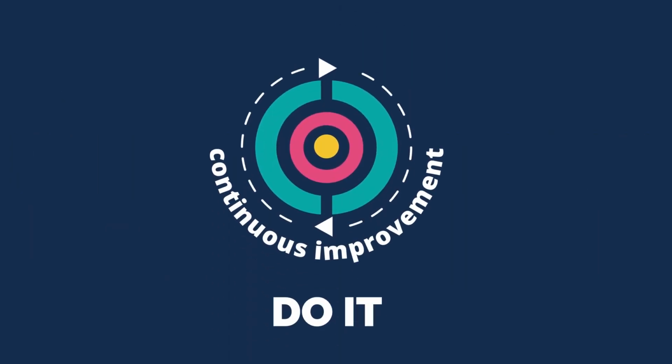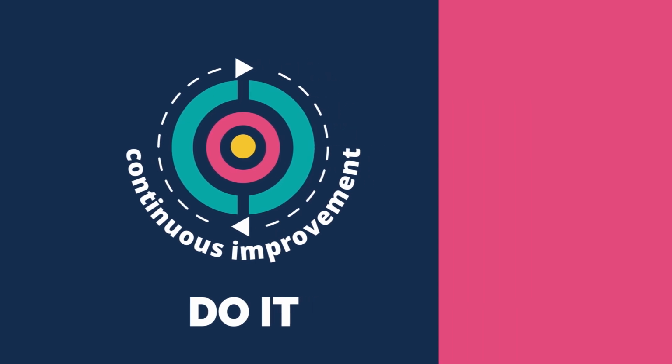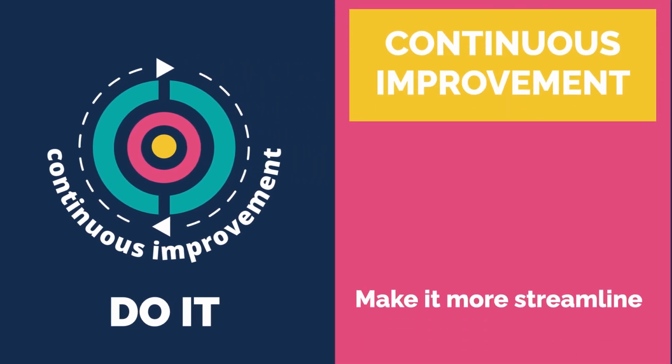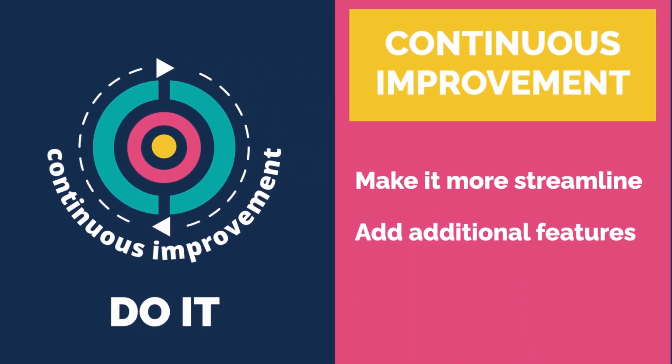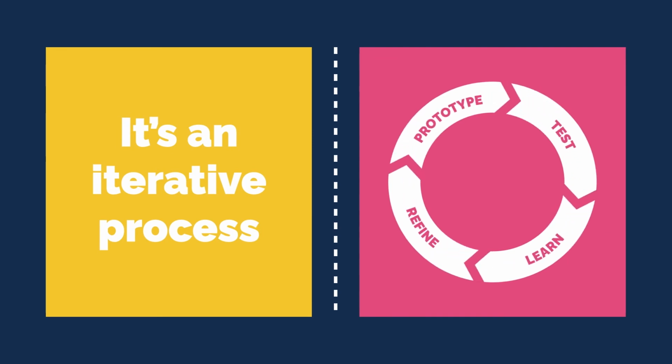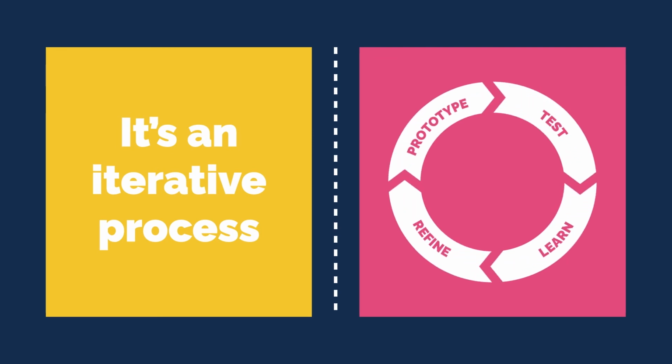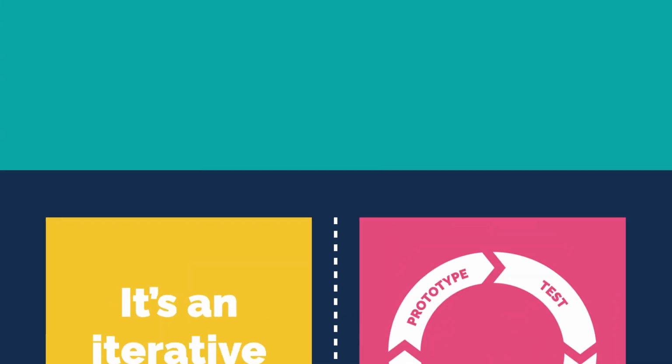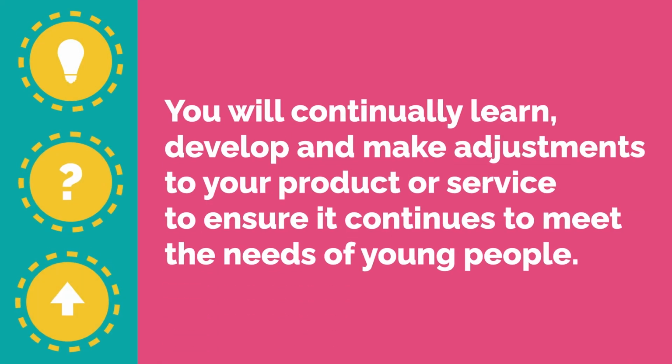The Do It phase is a continuous cycle. Implementing the solution is just the first step. And from here, you'll need to continue to make it more streamlined, add additional features, and continually develop it. It's an iterative process of prototyping, testing, learning, and refining. You'll continually learn, develop, and make adjustments to your product or service to ensure it continues to meet the needs of young people.